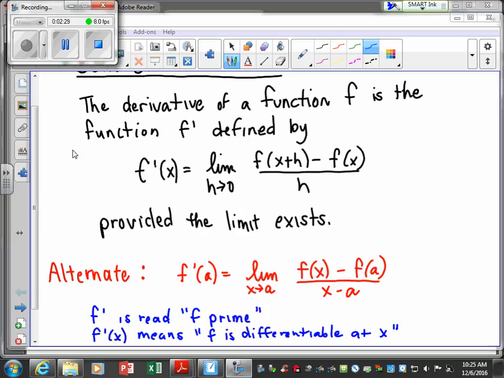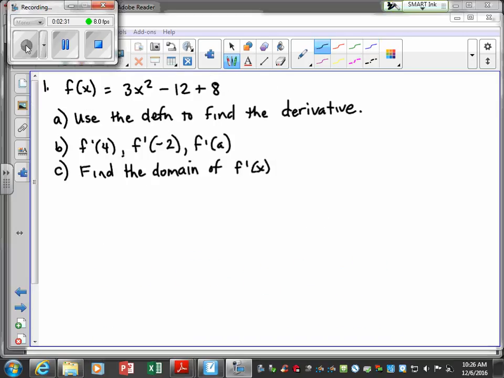So let's do an example. Our first function is going to be 3x squared minus 12x plus 8. We're going to be asked to do three things with it. We're going to use the definition to find the derivative. Then we're going to evaluate the derivative at particular values of x. And find the domain of f prime of x.